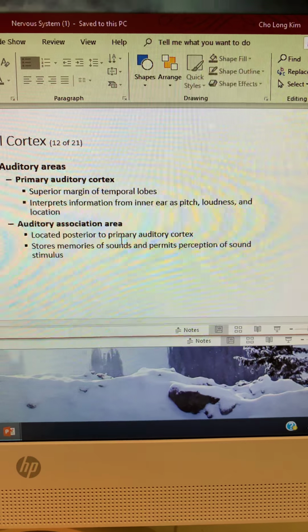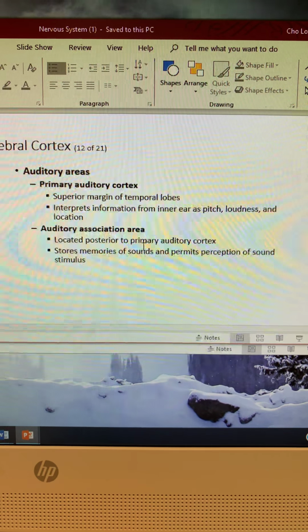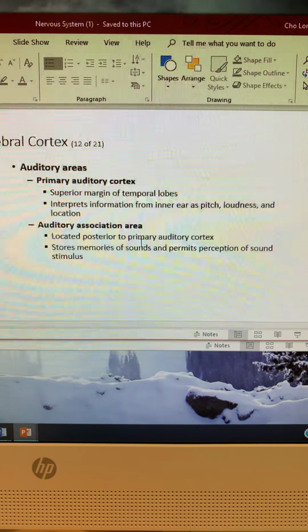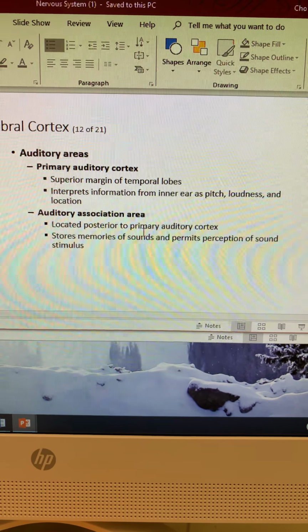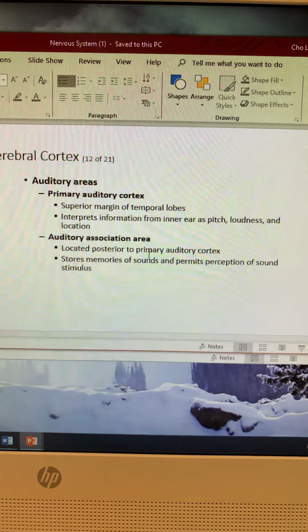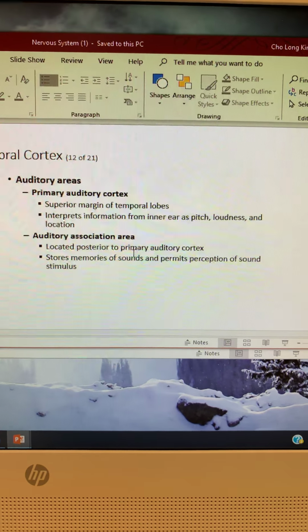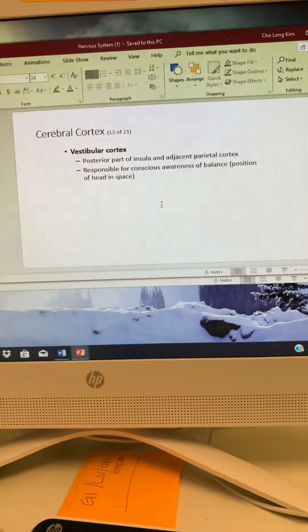So the primary cortex is in charge of bringing the information in, for any sensory cortex. The association area then takes that and commits that part to your memory or allows you to remember things and associate with other pieces of information that come to you.